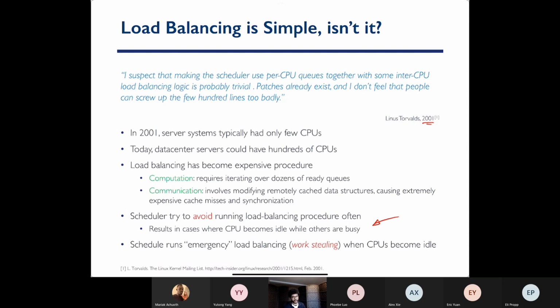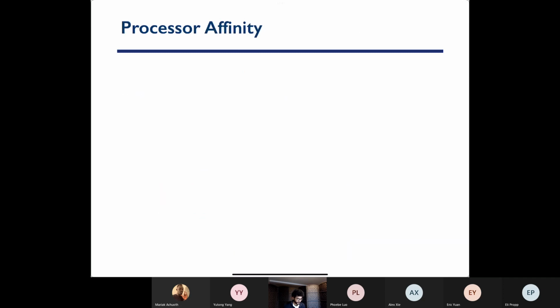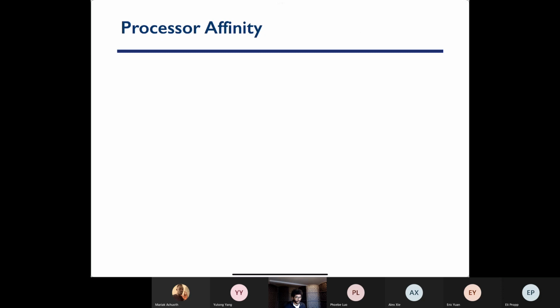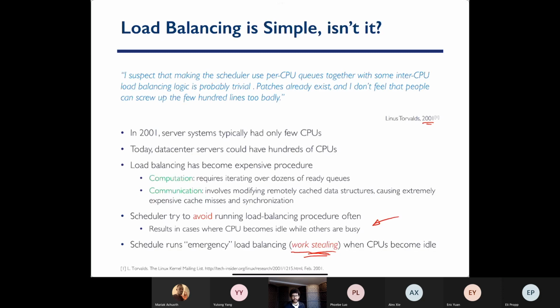So basically what you do, you find the most loaded CPU, and then you steal a task from that one. Now, for work stealing, again, there are so many different things that you can do, but the idea is basically what I just described. Okay, so I'm going to end load balancing here, so I'm not going to go deeper than that.